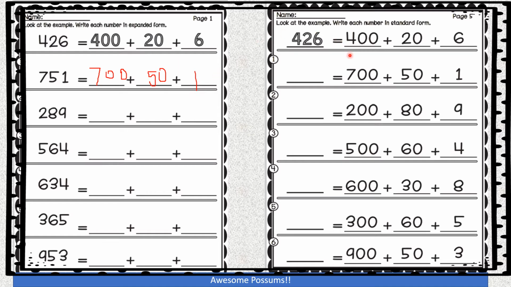Now, if we look over here, I have the number in expanded form, and I want to write it into standard form. So 400 plus 20 plus 6 equals 426. 700 plus 50 plus 1 equals 751.